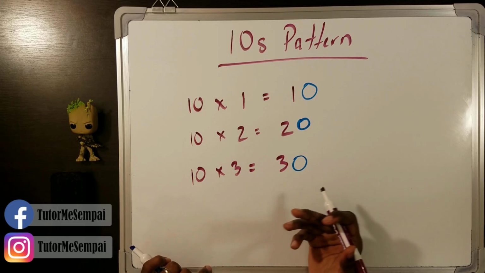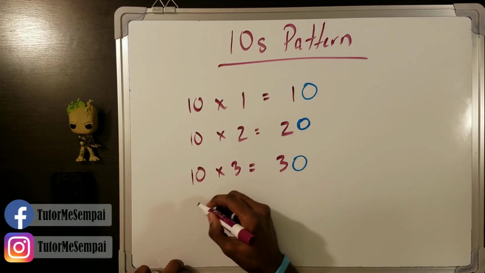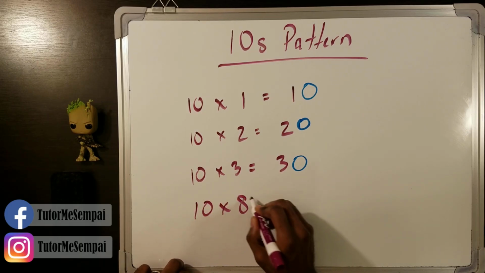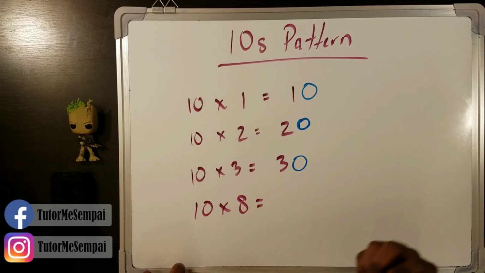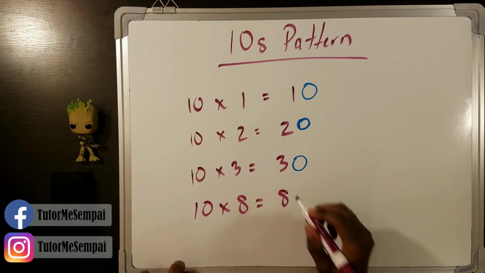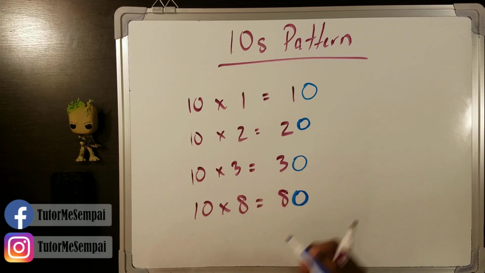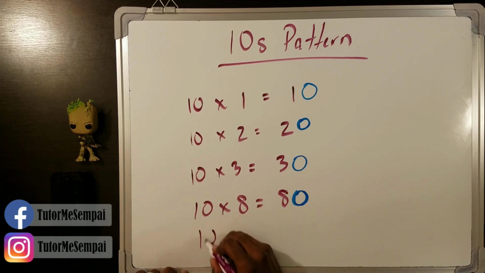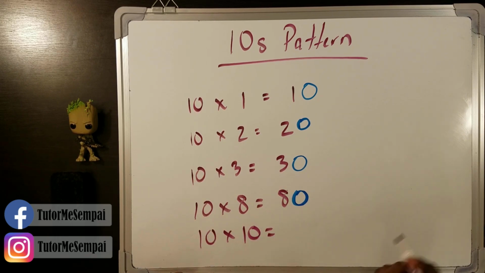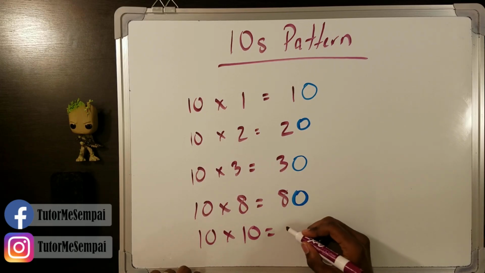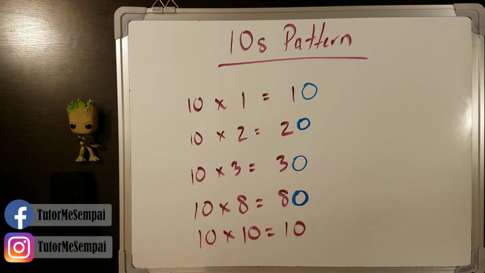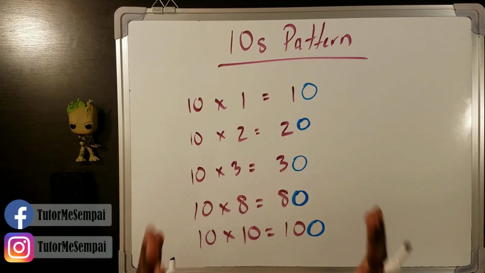Let's skip to, let's say, 10 times 8. What is 10 times 8? Well, 10 times 8 is going to be 80. One more. How about 10 times 10? What is 10 times 10? Well, that's going to be 100. Now, if you knew your multiplication table already, good job.